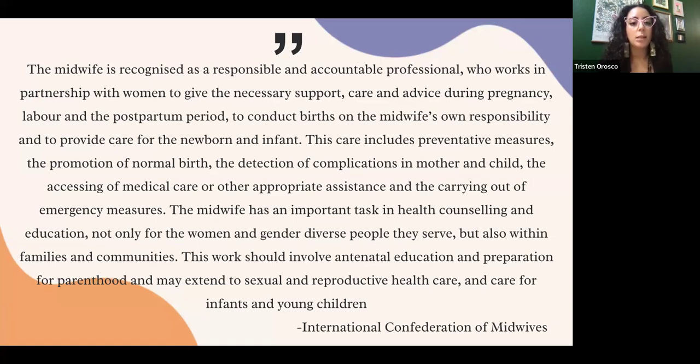The midwife has an important task in health counseling and education, not only for the women and gender diverse people they serve, but also within families and communities. This work should involve antenatal education and preparation for parenthood, and may extend to sexual and reproductive health care and care for young children and infants.